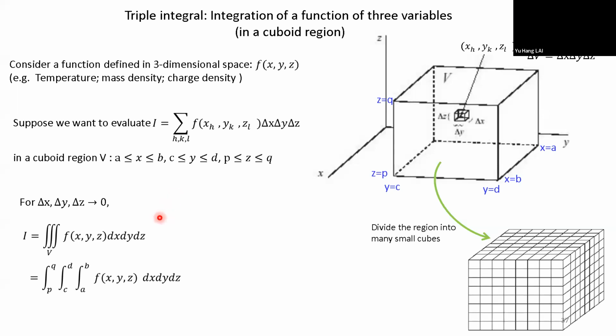To represent this kind of sum in three dimensions, in the continuous limit, we use this triple integral sign. And perhaps it's not surprising to you that what we need to do is an integral three times. Before that, when we do double integrals, we are basically talking about an integral that has two layers. Now we have three.